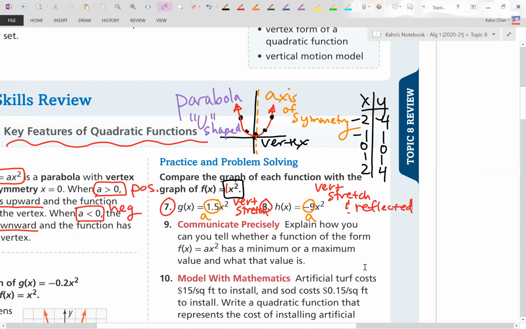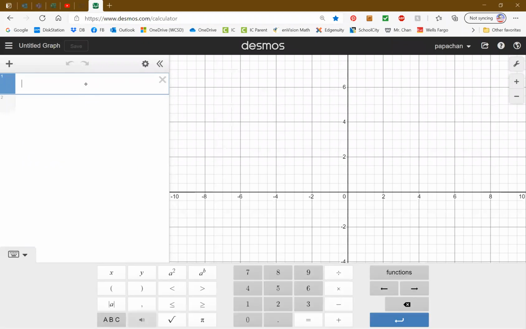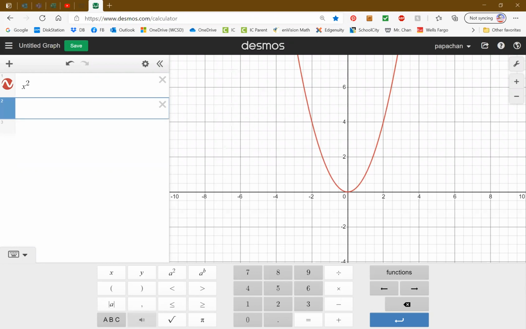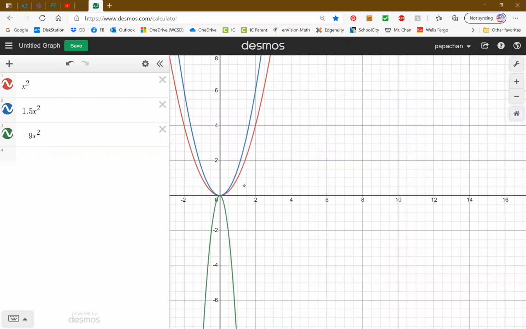Let me show you those two scenarios using a little quick graphing calculator. Here we go. We have, of course, x squared and we have 1.5x squared and we have -9x squared. Let me zoom in a little bit so you can see this. It's kind of hard to see.